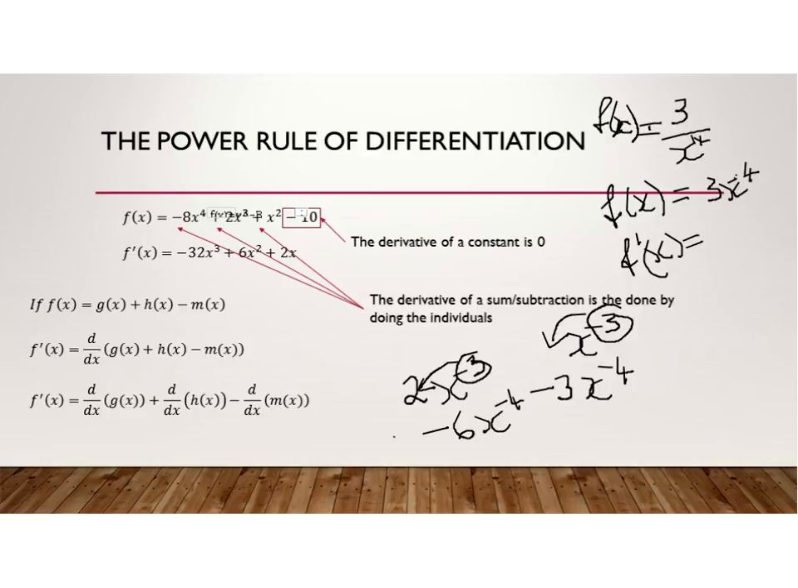would be, you grab the index, bring it down the front and multiply. So minus 4 comes down the front and times it by 3. So that would be minus 12. X is currently minus 4 as an index. Reduce it by 1, becomes minus 5. And you could then, if you wanted to, write that as minus 12 over x to the 5th. So that's essentially as far as I wanted to go tonight.